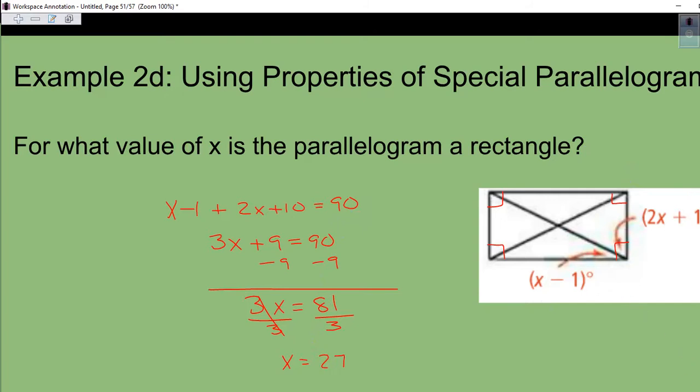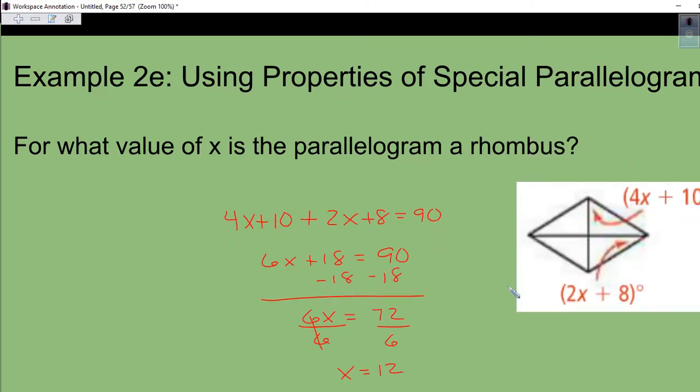And that brings us to our last one. This one seems to give people a little more problems because there are two different angles in the rhombus. So we know that these are right angles, they're perpendicular. That also means that these bisect each other. So these four angles are the same, and then these four over here are the same.